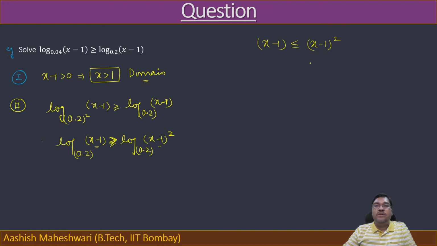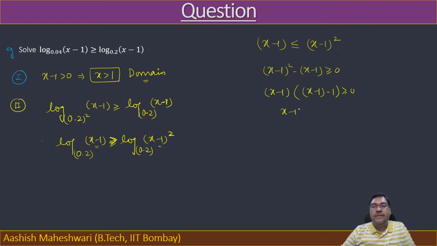Now we will solve this. So we will say x minus 1 whole square minus x minus 1 is greater than or equal to 0. I am just taking it on this side. So x minus 1 is common. This is x minus 1 minus 1 greater than or equal to 0. So that is x minus 1 into x minus 2 greater than or equal to 0.